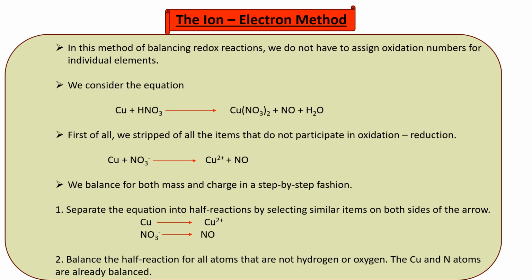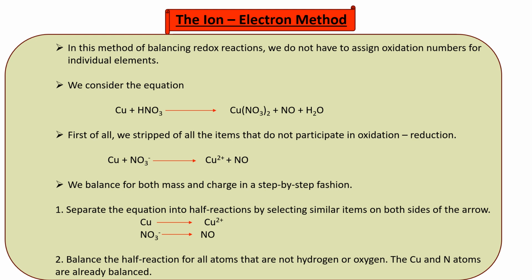The next method we use to balance redox reactions is the ion electron method. In this method of balancing redox reactions, we do not have to assign oxidation numbers for individual elements. We consider the equation where copper reacts with nitric acid and makes copper nitrate, NO and H2O. First of all, we strip off all the items that do not participate in oxidation and reduction: Cu plus NO3 minus arrow Cu2 plus NO. We balance for both mass and charge in a step-by-step fashion.